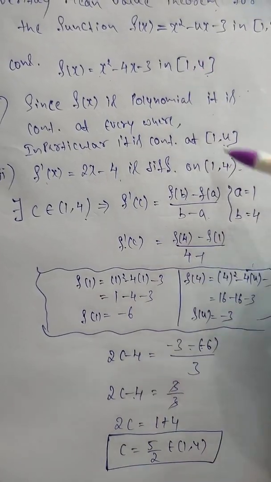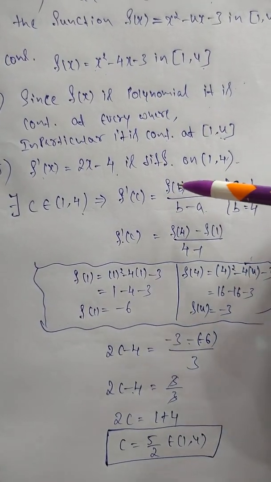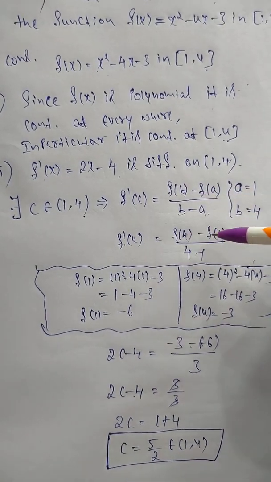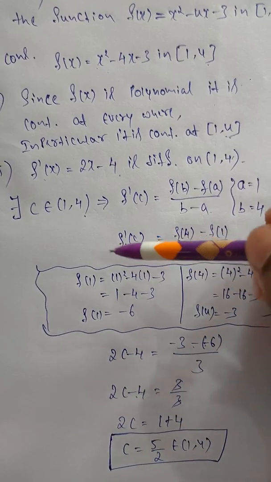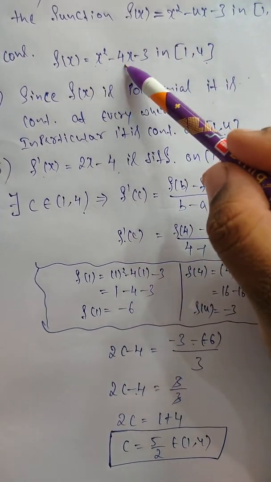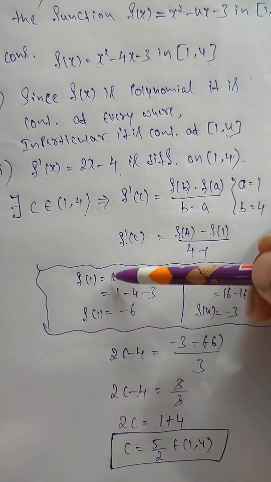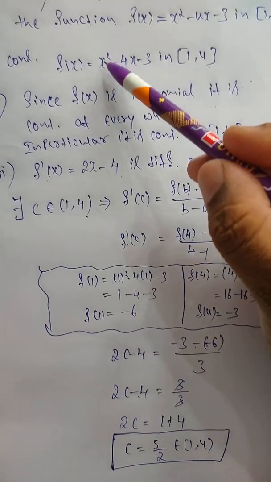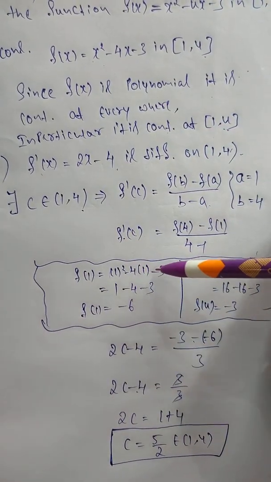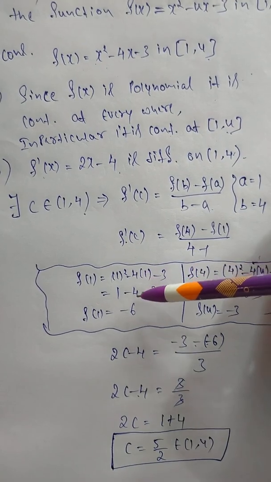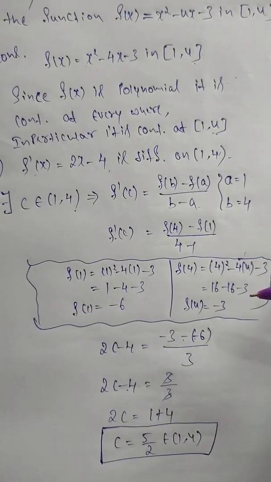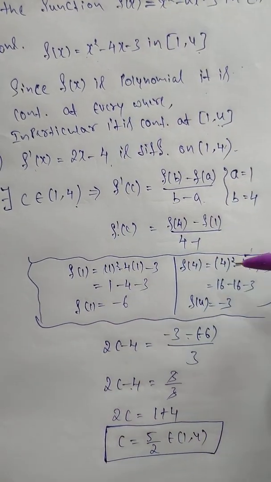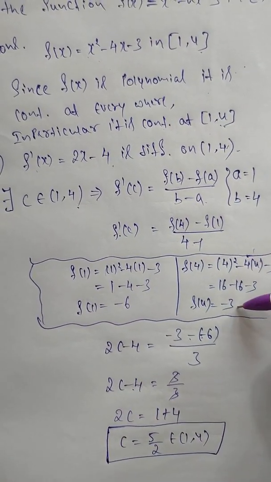Here a is 1, b is 4. I substituted here f of 4 minus f of 1 by 4 minus 1. Now what is the value of f of 1? We know that f of x is x square minus 4x minus 3. Here f of 1 means we are replacing x as 1: 1 square minus 4 into 1 minus 3. 4 1s are 4, so this will become minus 6. Here what is the value of f of 4? Instead of x we substituted 4 square minus 4 into 4 minus 3. This will become minus 3.